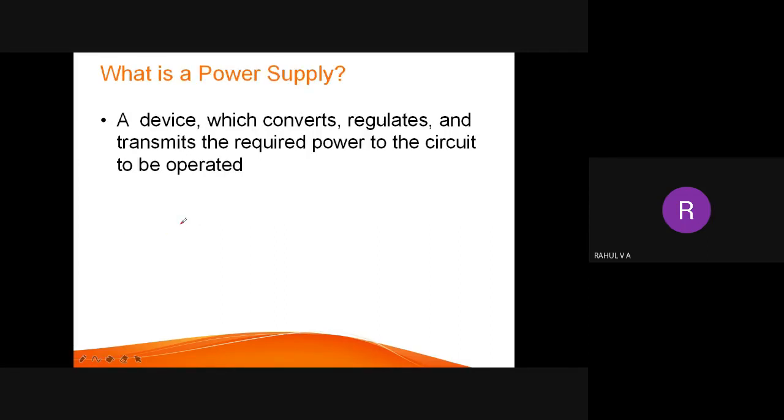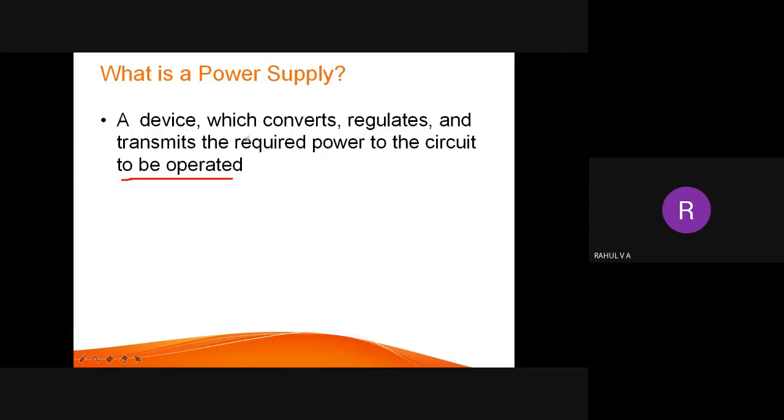Regulated power supply, I will tell you what a regulated power supply is. So what is a power supply? A device which converts, regulates and transmits the required power to the circuit to be operated.